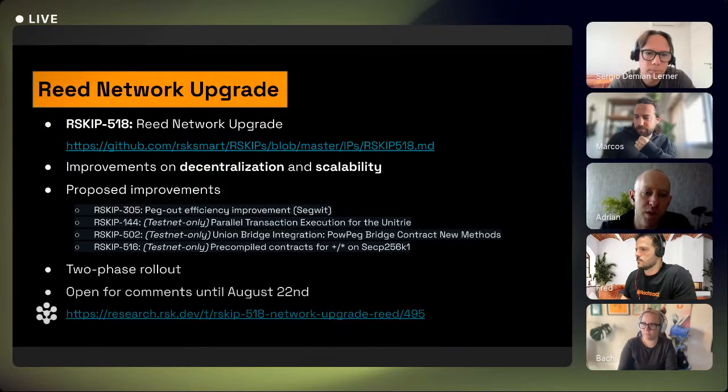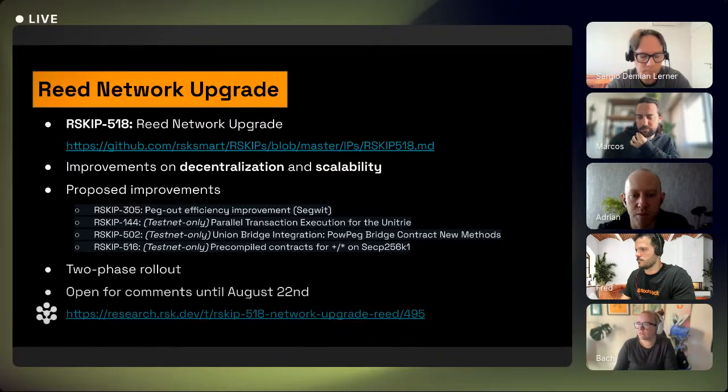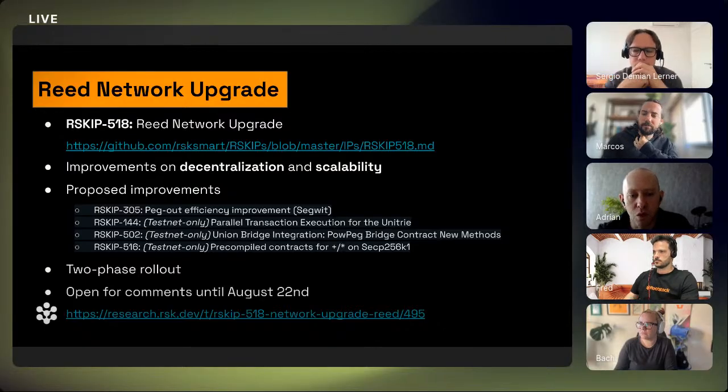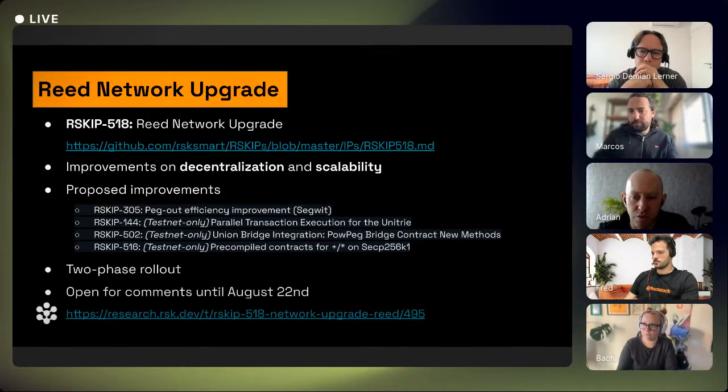As a very quick intro to READ, READ includes 4 RSK IPs that are aimed at improving Rootstock in a couple of areas. First of all, decentralization of the network, specifically by improving the trust assumptions of the current bridge, the PowPeg. That's the focus of RSK IP 305, which will be presented by Marcos in a few minutes. We are also proposing a new bridge design called Union, which will be introduced by Sergio later on.